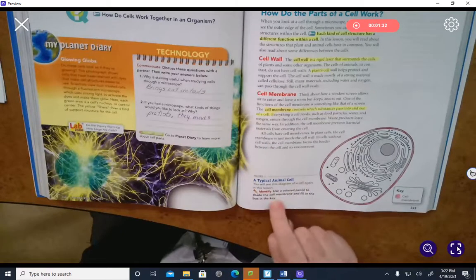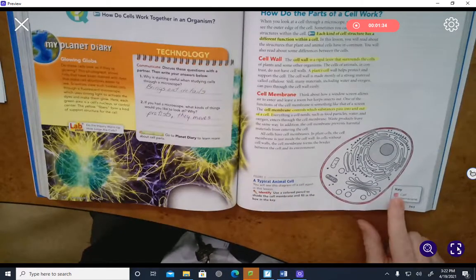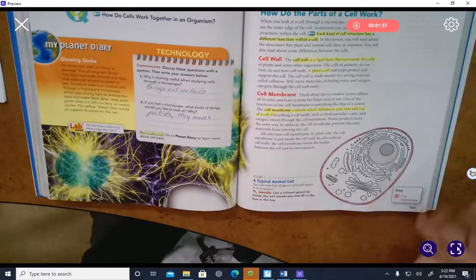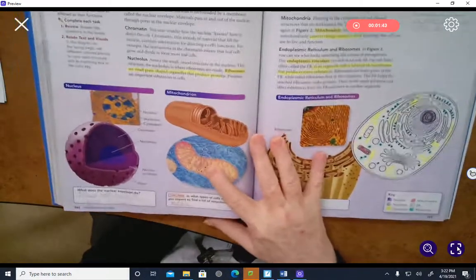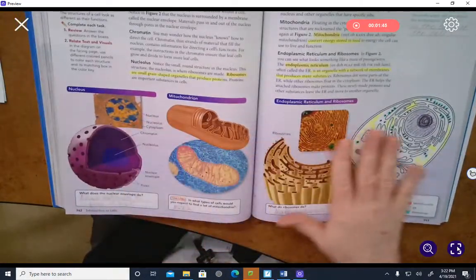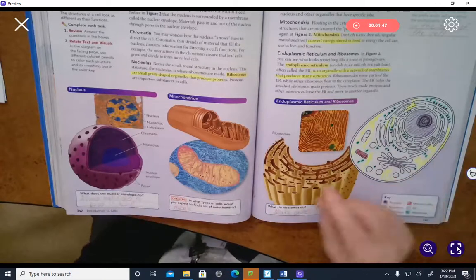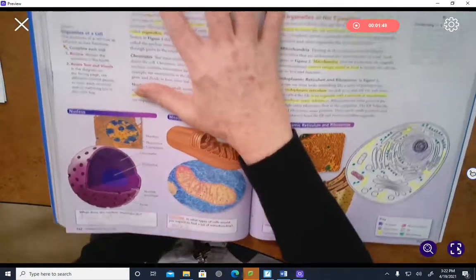Down here it asks you to color in the cell membrane and then fill in the key, which I did with red, that the cell membrane is the outside part. We can turn the page. Here are some other really nice pictures of different parts of the cell.